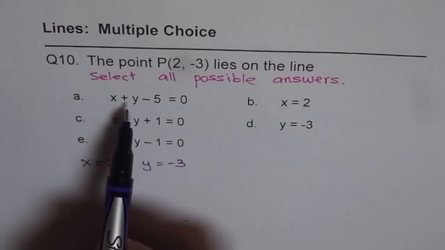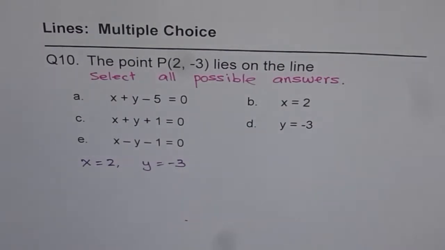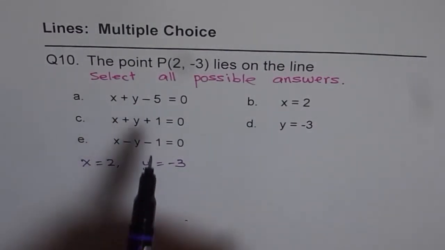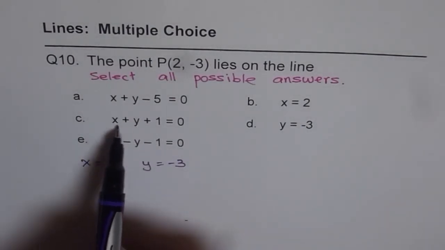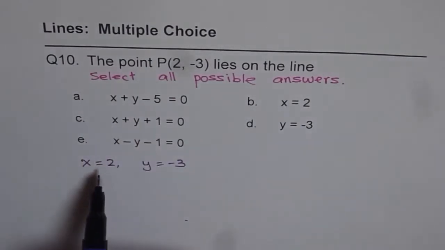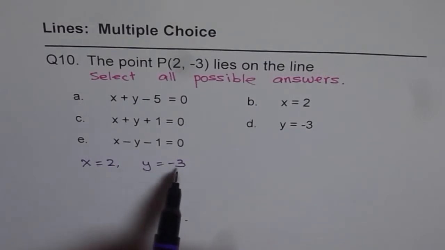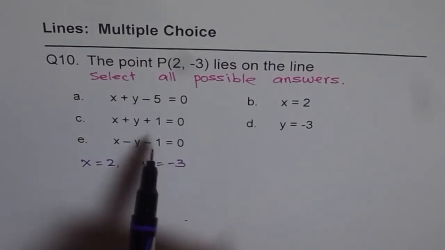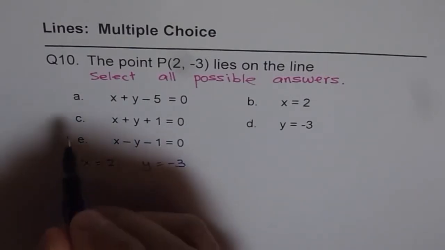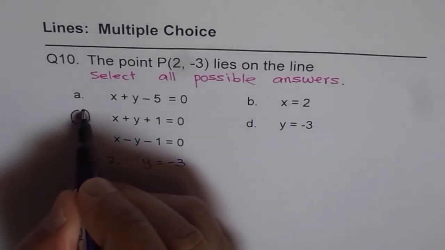Now, if we start from here, x equals 2, y equals -3, then we have 2 - 3 - 5, which is not equal to 0. We need the sum of x and y as 5, which is not the case. Now in this case, we need the sum of x and y as -1, which is true, right? So when you add these two terms, you do get -1, and -1 plus 1 will give you 0. So that is one of the correct answers.